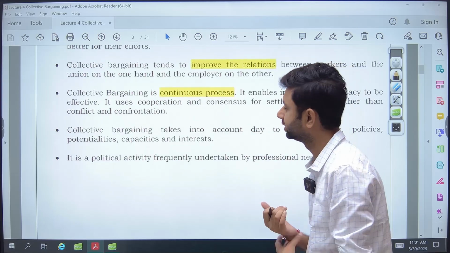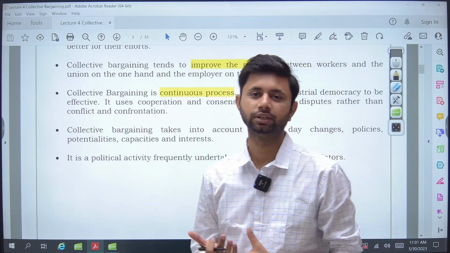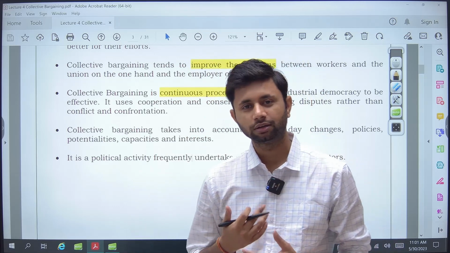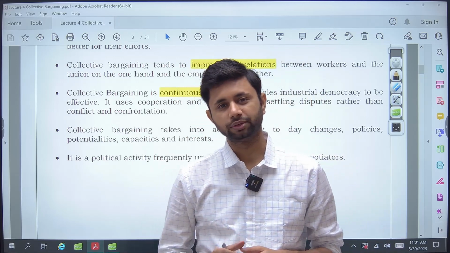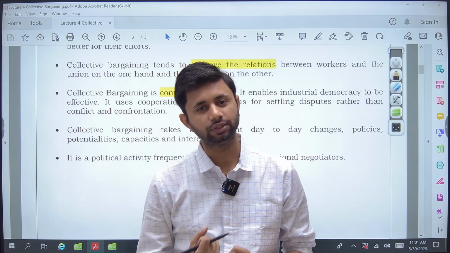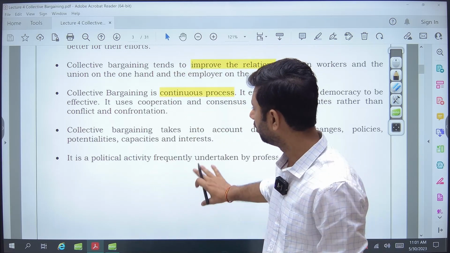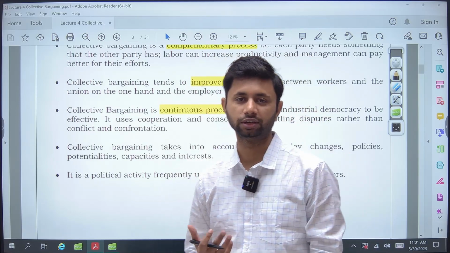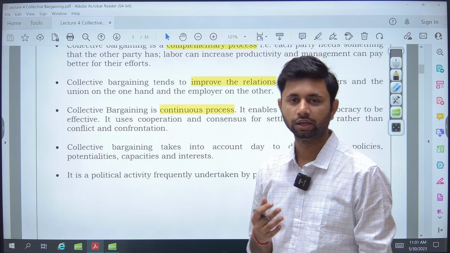Now, collective bargaining tends to improve relations, and this is a very established fact. When both parties arrive at a conclusion where both have achieved their interests, there is no point of contention, no bone of contention, so why would the relationship between these two parties be spoiled?